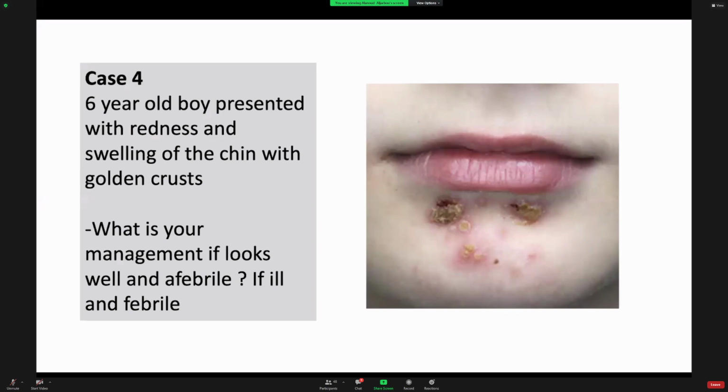There are two presentations of impetigo. There is non-bullous impetigo and there is bullous impetigo. The commonest presentation in children is non-bullous impetigo, as in this patient in the picture. Usually impetigo is secondary to which bacteria? Streptococcus or Staphylococcus? Exactly.